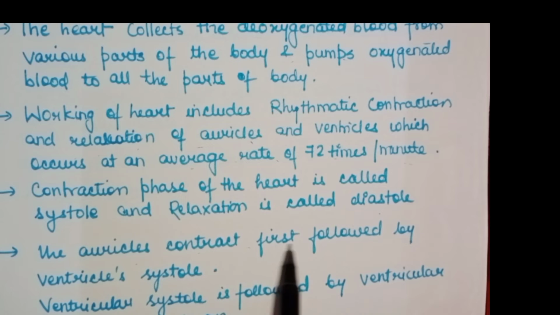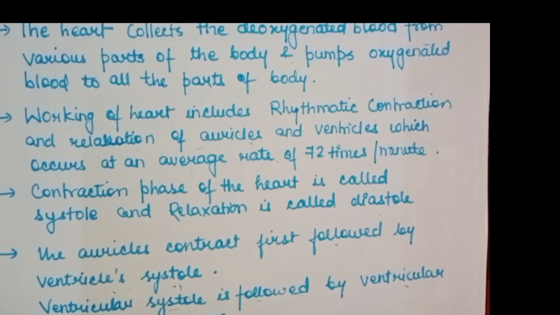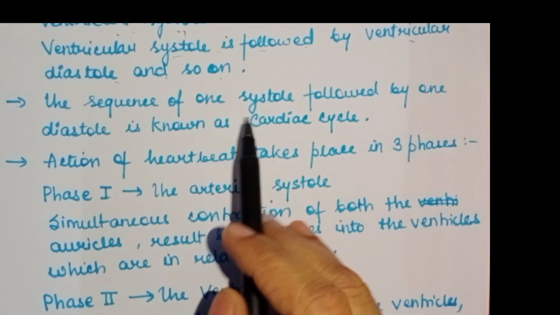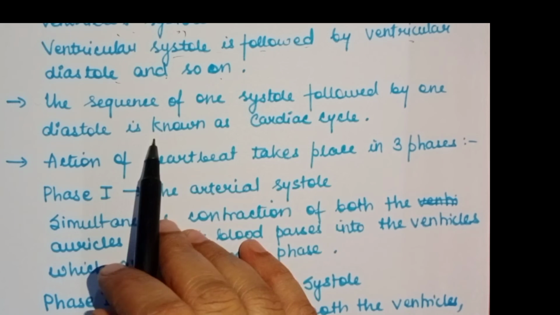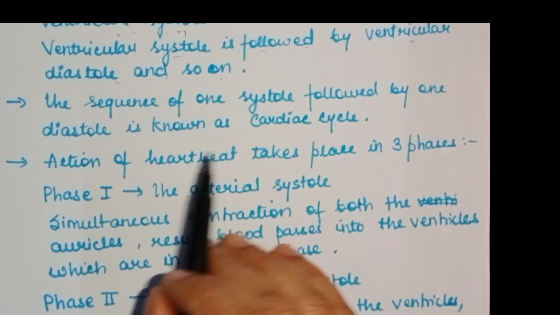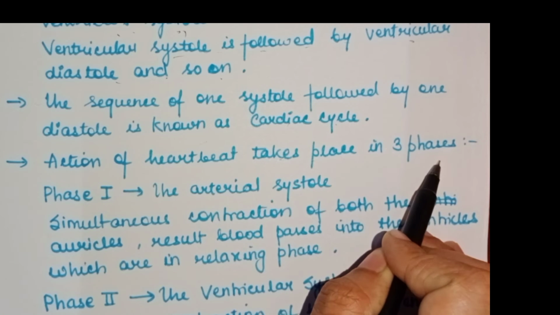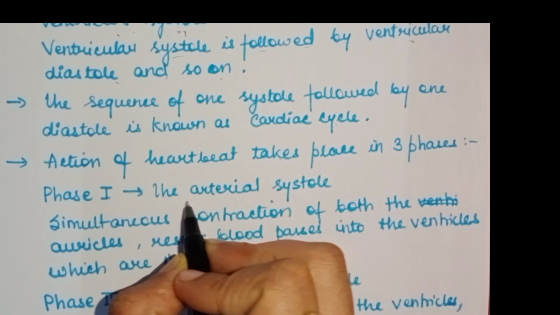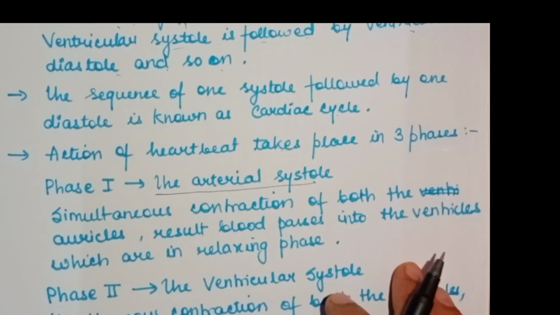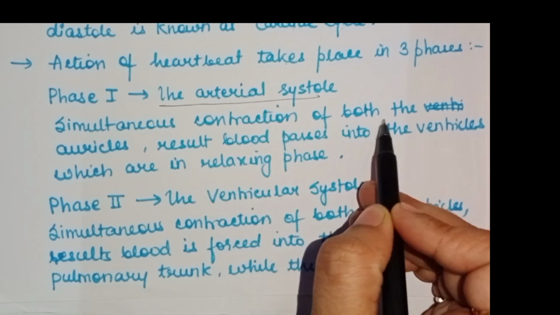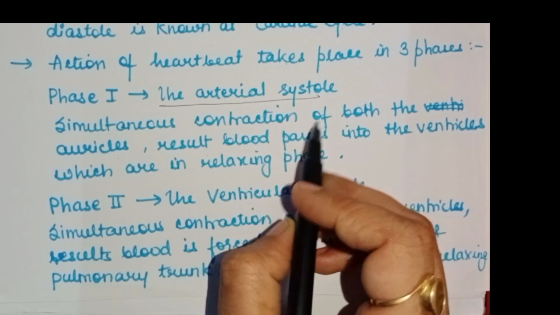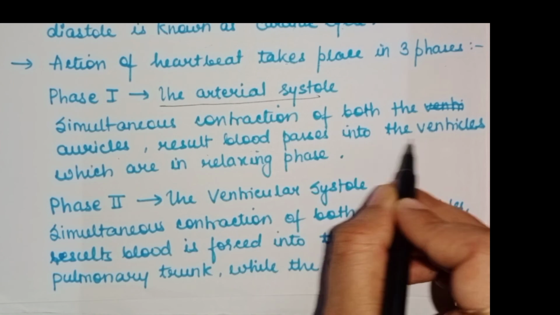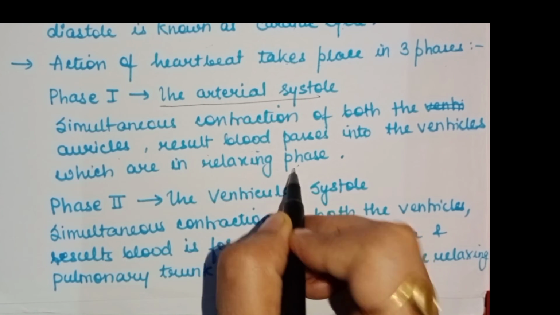The auricles contract first, followed by a ventricular systole. Ventricular systole is followed by a ventricular diastole, and so on. The sequence of one systole followed by one diastole is called cardiac cycle. An action of heartbeat takes place in 3 phases. Phase 1 is the atrial systole. Simultaneous contraction of both the auricles results in blood passing into ventricles, which are in a relaxing phase.